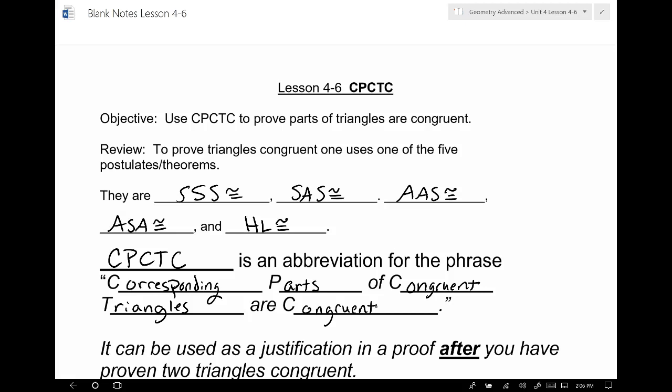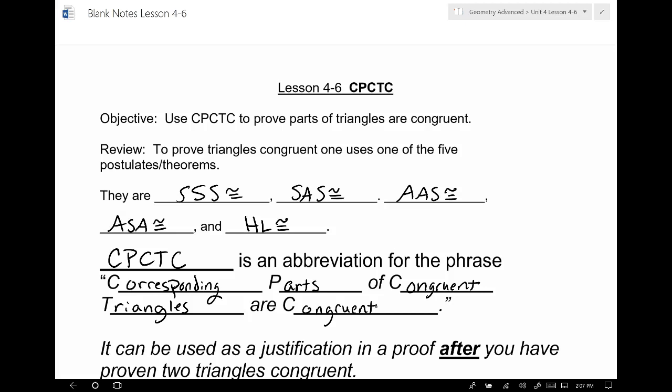All right. Now, everyone turn around. Do not look at your paper. That's cheating. Turn around. All right. I want the whole group this time. Class, what does CPCTC stand for? Go. Corresponding parts of congruent triangles are congruent. That was actually not too bad.